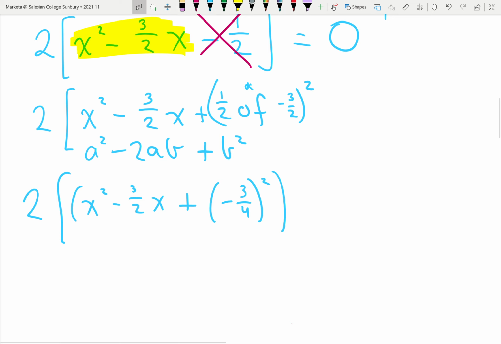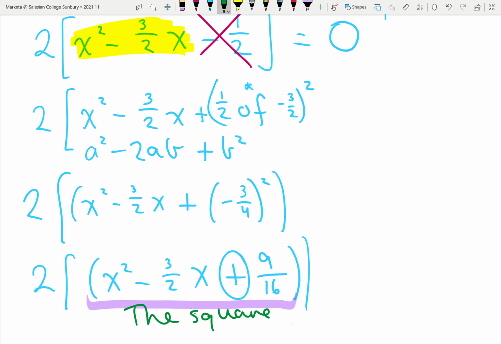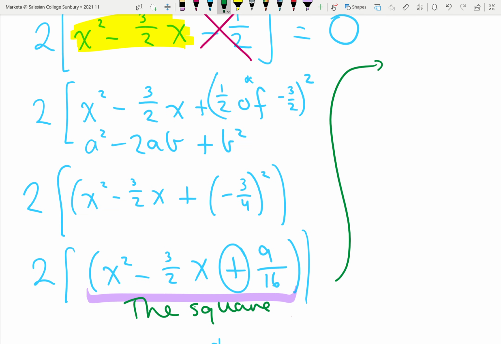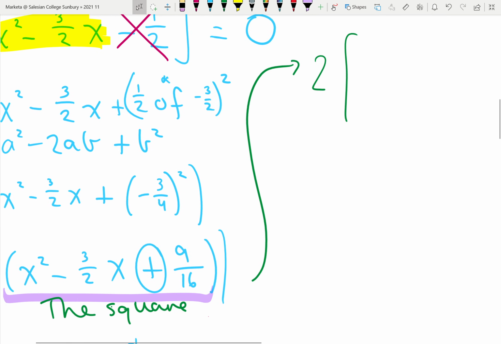And, this is the square now. So this whole thing, well, actually, no, we haven't squared it yet. Let's do that. x squared minus 3 on 2x plus 9 on 16. And again, I point out to you that this is always going to be a positive here because negative times negative is positive, or positive times positive is positive. So that's our square. And of course, that will factorise now. Just move it over here. So we have 2 times x minus 3 on 4.